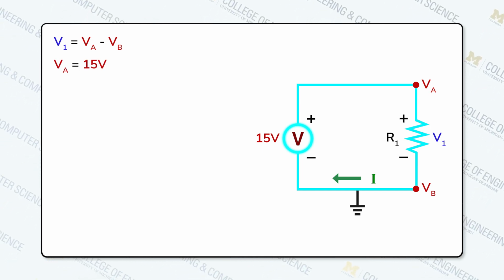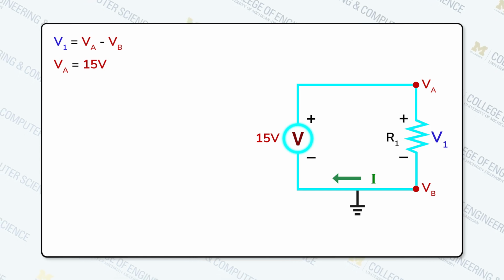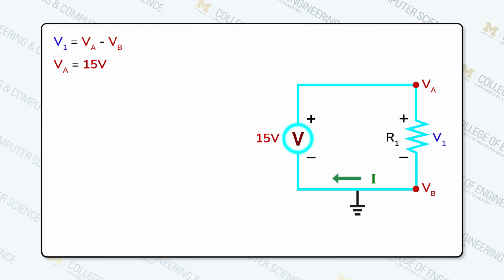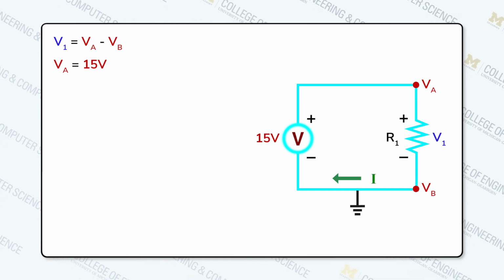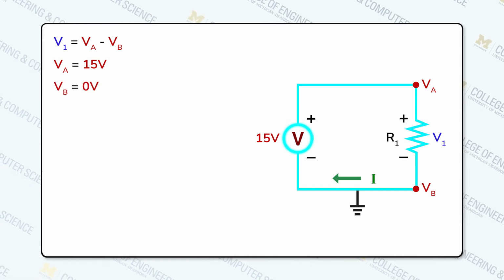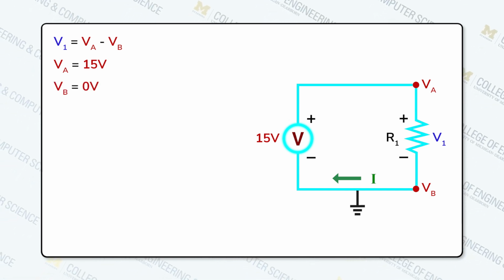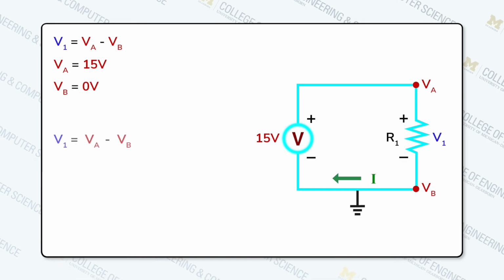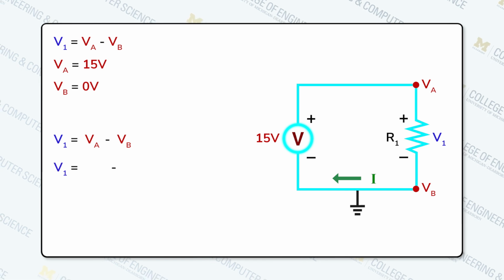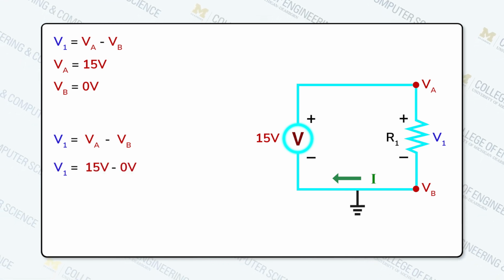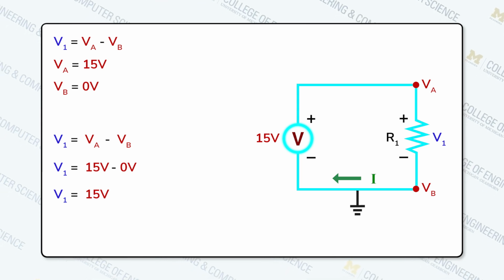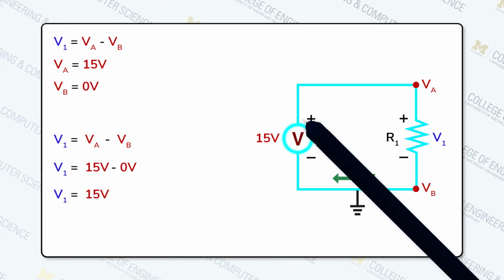Now we know VA, so all we need to calculate the voltage drop across the resistor is VB. We can see that in this example, there are no circuit elements in between VB and ground. So VB has to be equal to the ground voltage, which is always 0. Lastly, we simply solve for voltage drop using VA and VB. VA is 15, VB is 0, so 15 minus 0 is 15. This means that the voltage drop across the resistor is 15 volts.